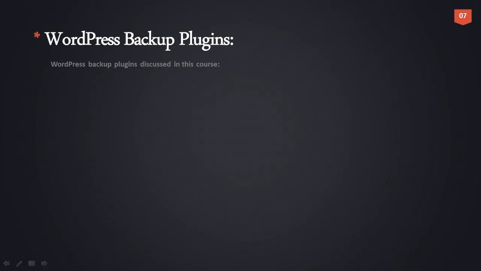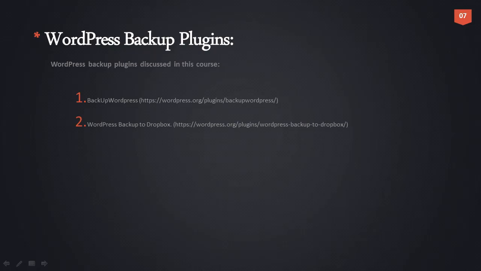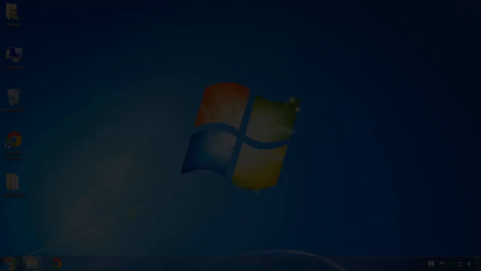The first plugin that we are going to discuss is called Backup WordPress. This is a very simple plugin to set up and use, and I highly recommend it. The second plugin is called WordPress Backup to Dropbox, and it does exactly what its title says. It allows you to back up your WordPress blog into a Dropbox account. Using a cloud service solution like Dropbox to store your backups means that you will have access to the backup from any computer or mobile device, and this is very convenient.